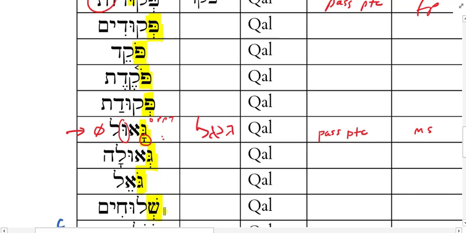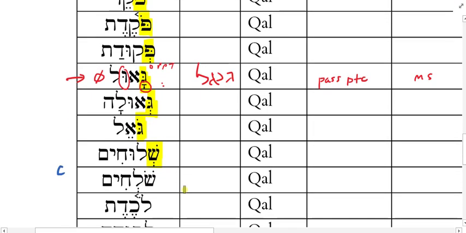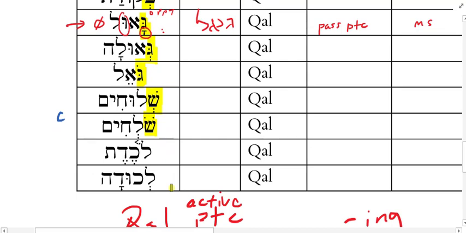Shluchim, it's passive. Because if it were active, it would be sholachim, right? Okay, and then sholachim? Active, that's right. I have a holem with root 1. It's an active participle. What about lochedet? Yeah, it's active. I have a holem. Lochedet. Lechuda? That's passive.